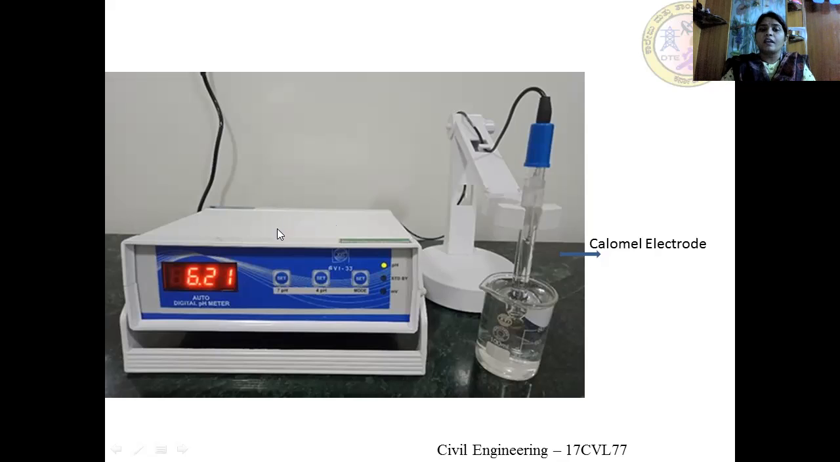So we can find out the decimal values, like 6.21, 9.21, 9.87. The exact pH value is determined using this digital instrument, the pH meter.